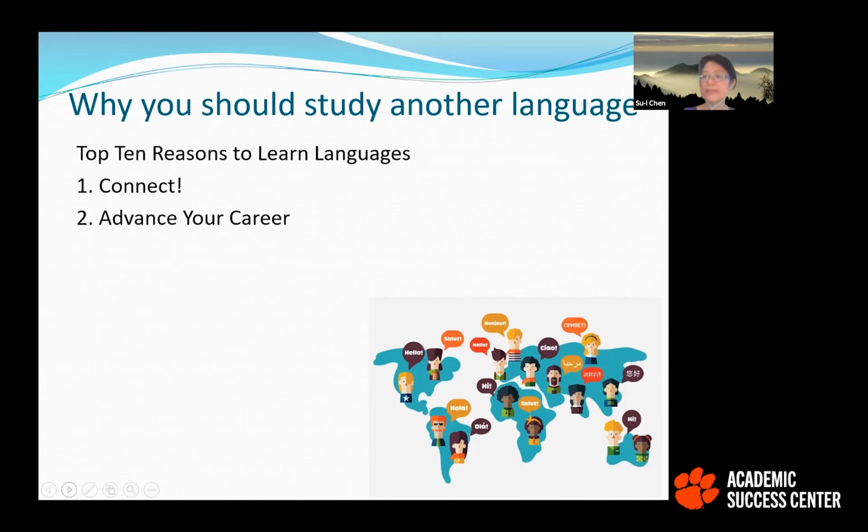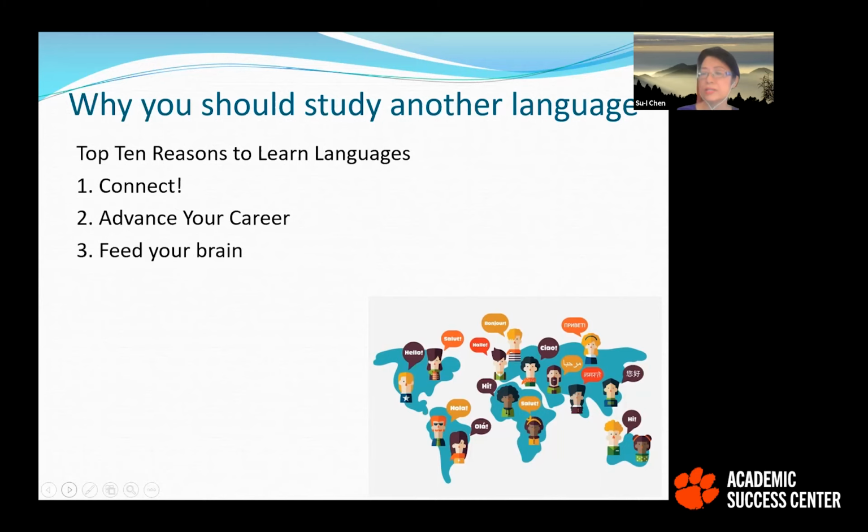And this is a common trend that employers usually expect people to have a second language or even a third language. And then feed your brain. There are many cognitive benefits of learning a language. It can help you to improve your memory, your problem-solving skills, and also critical thinking, and enhance your concentration. There are a lot of benefits.